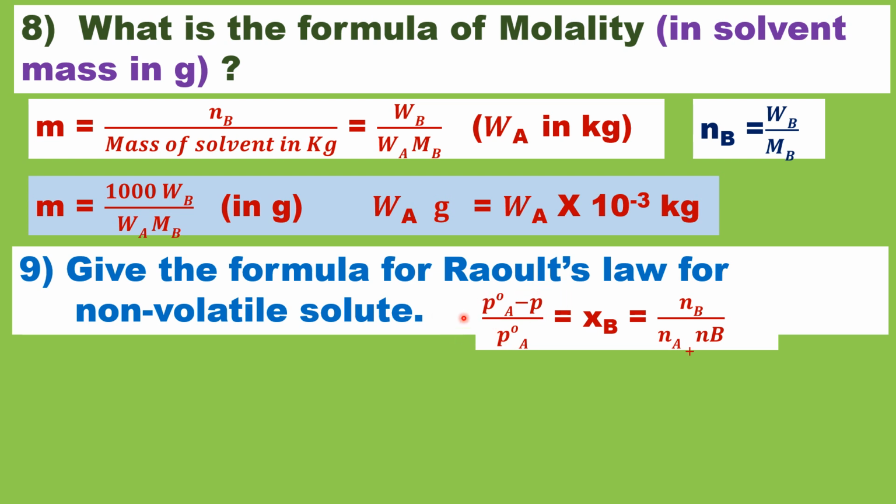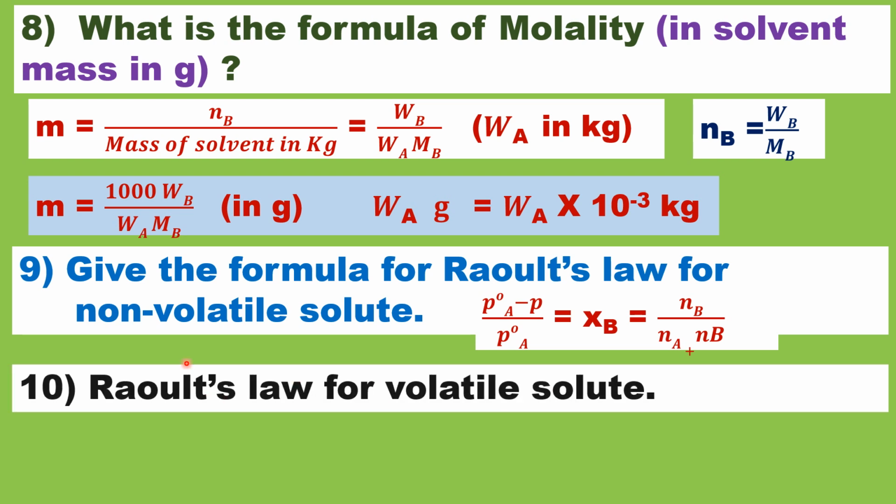So the whole term is called the relative lowering of vapor pressure, and it is equal to the mole fraction of solute. What is XB? Mole fraction of solute is equal to NB by the total number of moles. Now, let us see the formula for Raoult's law for volatile solute. This is for non-volatile solute, which decreases the vapor pressure.